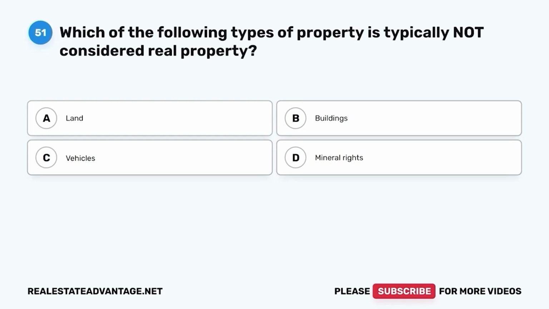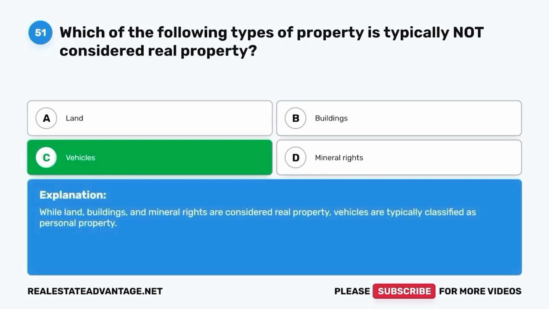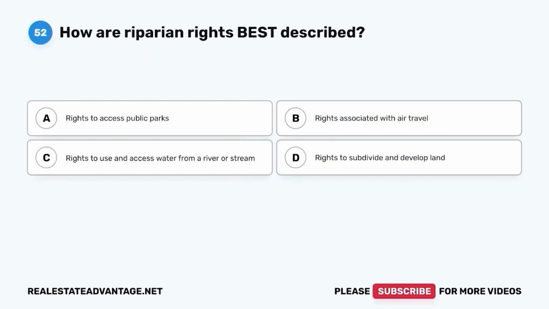Vehicles, D, mineral rights. The correct answer is C, vehicles. While land, buildings, and mineral rights are considered real property, vehicles are typically classified as personal property. Question 52. How are riparian rights best described?